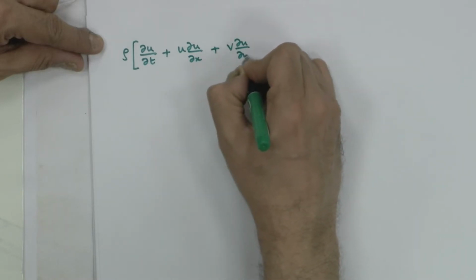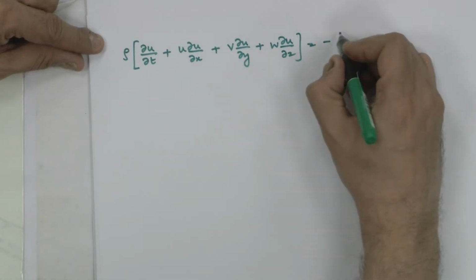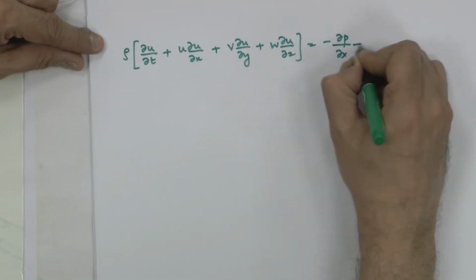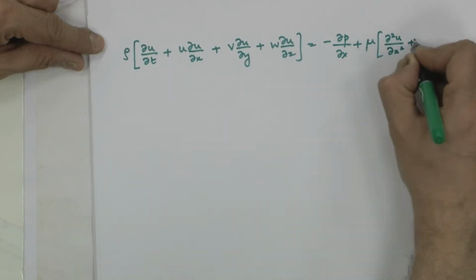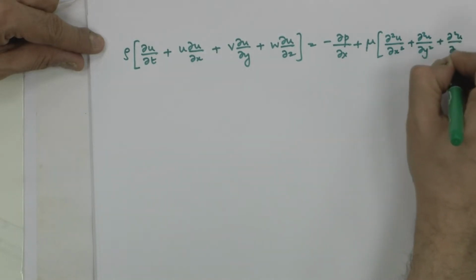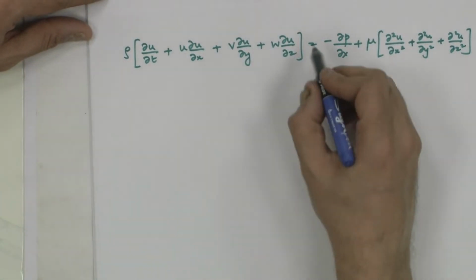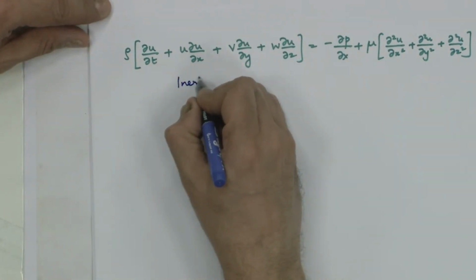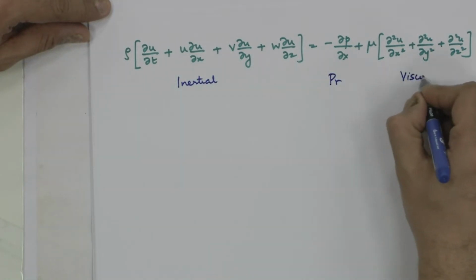Well, what is the Navier-Stokes equation? I will just write one. Which equation is this? This is the x momentum equation. So, this is minus dp by dx plus mu, and I neglect the body forces. So, this is my equation. What are these forces? Inertial. What is this? Pressure. What is this? Viscous.